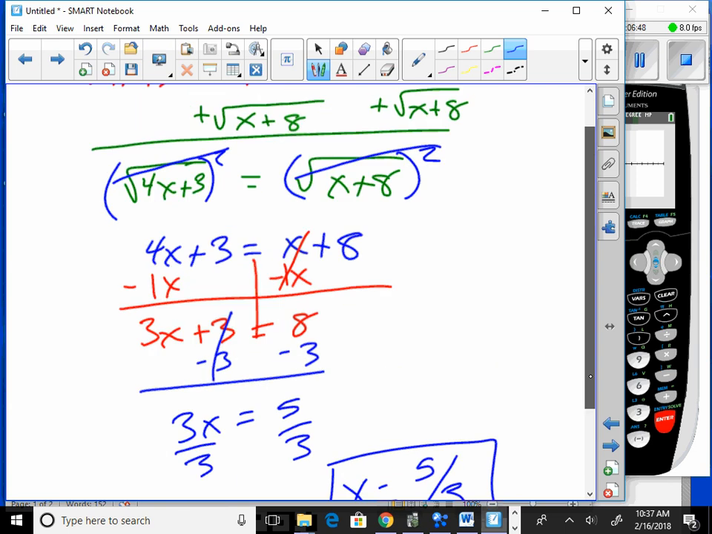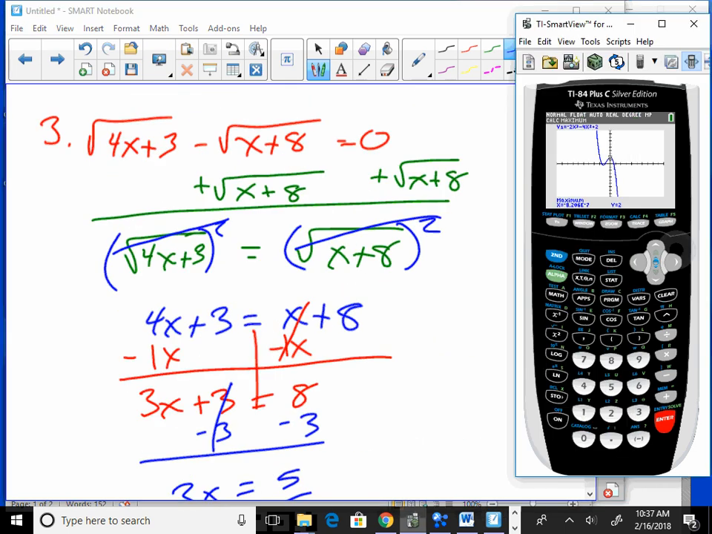So my 5/3? I'm going to just type it into the original. So square root of 4 times 5/3 plus 3, and then I arrow out of the root before I minus off the other root, and then type in the 5/3 plus 8. And it does tell me 0, so I know my answer's good. But you do need to double check any answers you get when you square both sides of the equation, because it could be that an answer really was not your solution.